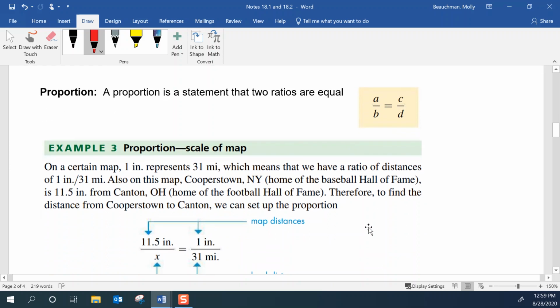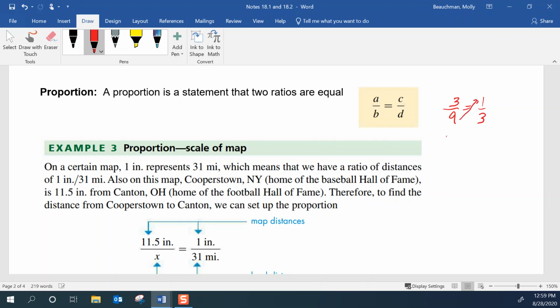So if you have A over B equals C over D, that's a proportion. Remember when you were reducing fractions all those years ago, you reduced 3/9 to 1/3. You were writing a proportion when you wrote them down this way. A unique property of proportions is that if you cross multiply opposite numerators and denominators, they'll be equal. 9 times 1 equals 3 times 3.